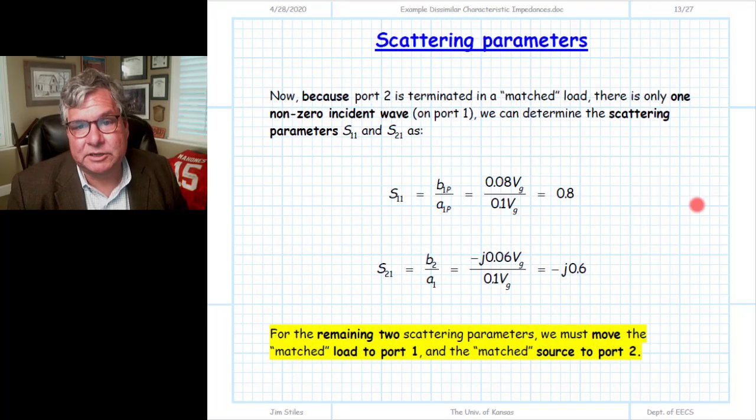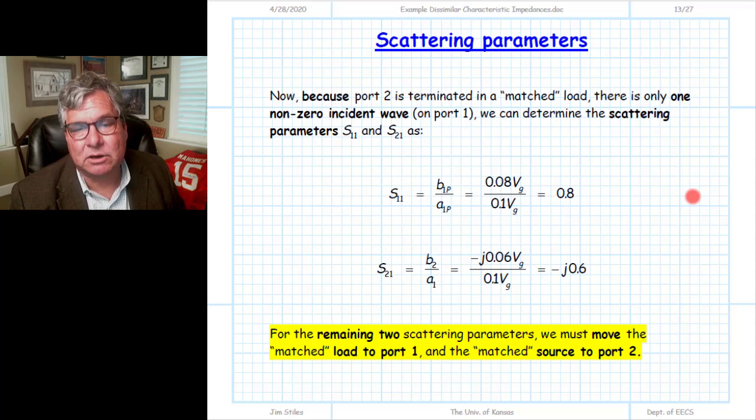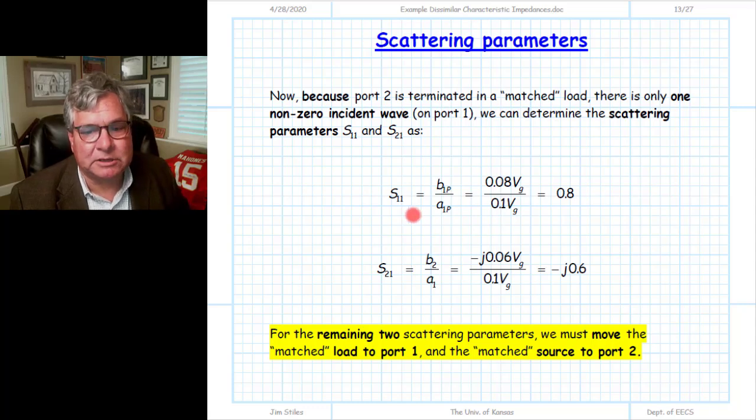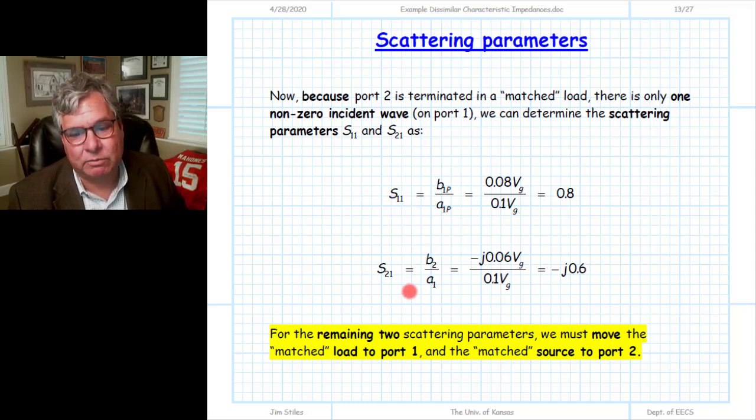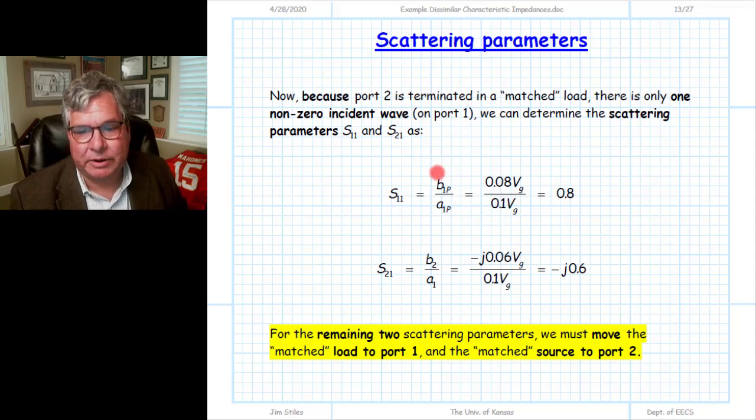The final step for this experiment is to determine the scattering parameters. Now, we have an incident wave on port 1, and we've terminated port 2, so we can only determine the values in the first column of the scattering matrix. This is our first experiment to determine the column 1 values, specifically the values of S11, and right below it, the value of S21. The ratio of the normalized wave amplitudes for each port, both scattered and incident, and we get a value of 0.8.